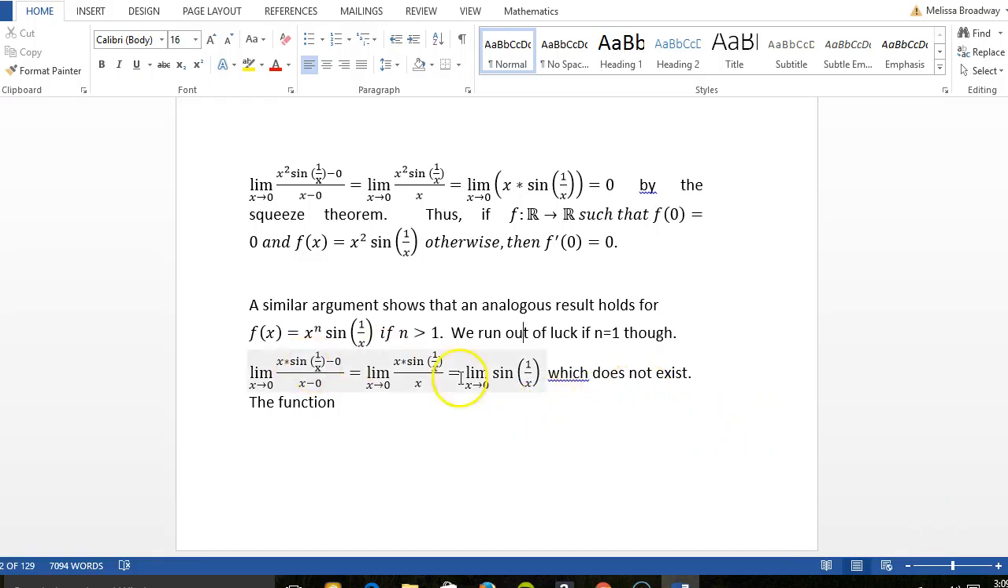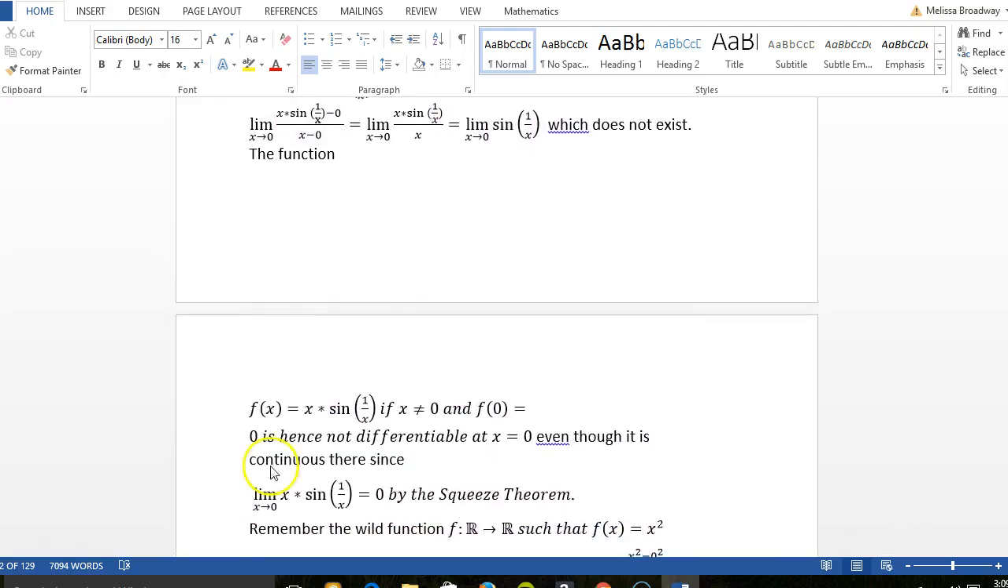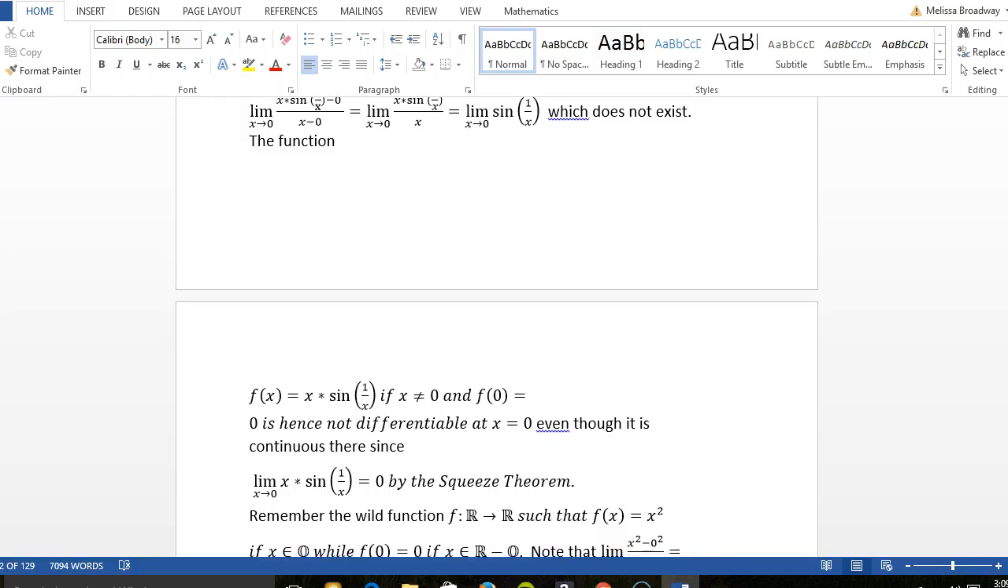Oh, so the function, and I'm sorry I had to go down to the next page, f of x equals x sine 1 over x if x does not equal 0, and f of x equals 0 at 0, is not differentiable at x equals 0, unfortunately. Even though it is still continuous there, since this limit right here equals 0 by the squeeze theorem. So the squeeze theorem saves continuity, but differentiability is not savable here. Just because you're continuous at a point doesn't mean that your slope is settling down. That doesn't mean that you're particularly smooth there. So there's that.